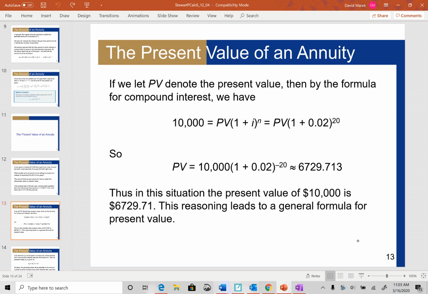So we'll solve it for present value. Divide both sides by this lovely set of parentheses with the exponent. That just means we're going to take that exponent to the negative power, in the negative 20th in this case. Okay? So then it's calculator time, 10,000 times 1.02 to the negative 20th, $6,729.71.